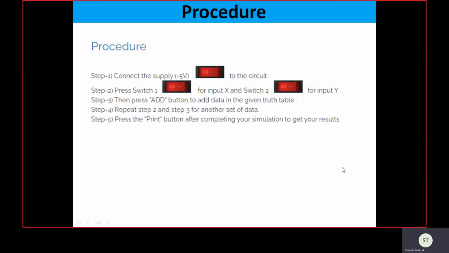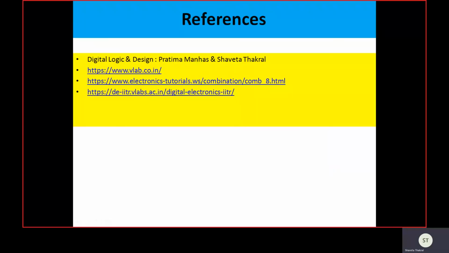So in this way, we can perform the experiment for the 1-bit comparator. And these are the references used to demonstrate this experiment.